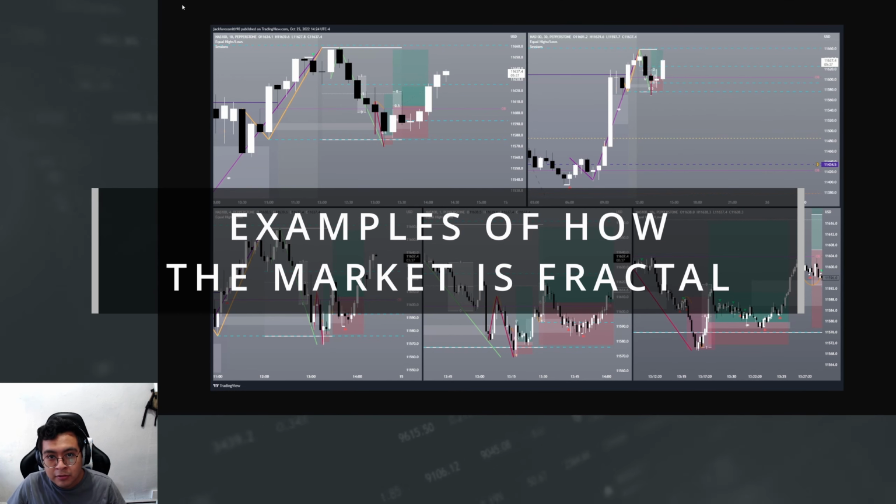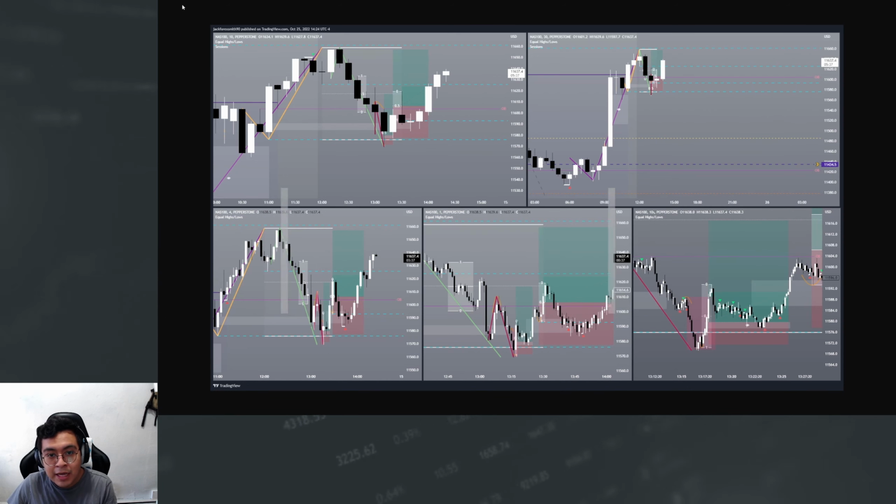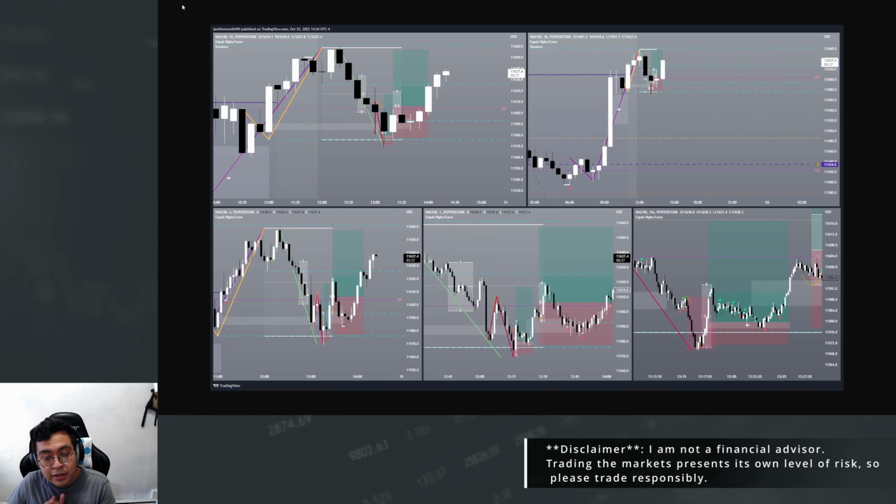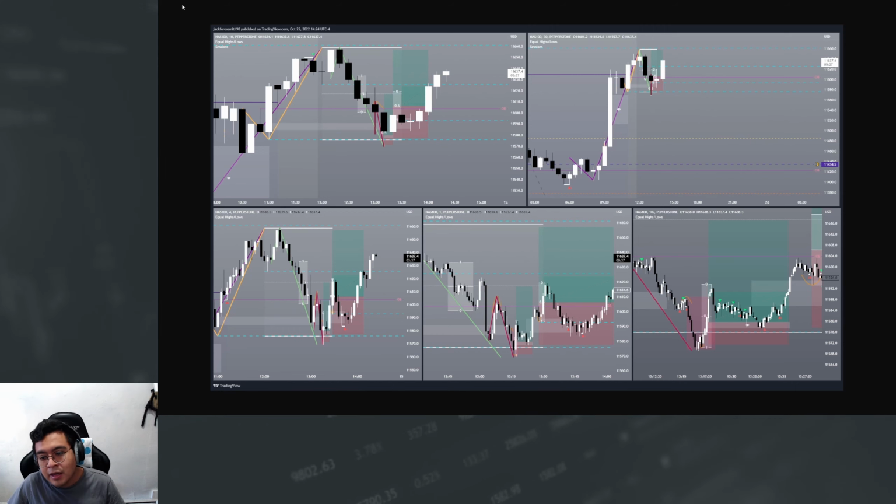What I want to be talking to you about today is showcasing examples of how the markets can be fractal and therefore can give you multiple entries depending on the market conditions. I want to show you some screenshots I've taken from yesterday's trades on October 25th to show proof that the market does behave in a fractal manner. I can also show you a little bit about my entry strategy. So let's get in there and let's get started.